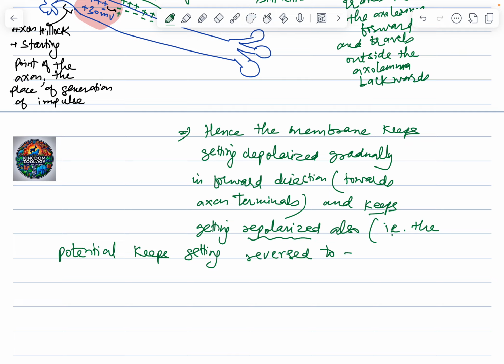Reversed to what? Minus 70 millivolt. It keeps getting repolarized also. That means the potential keeps getting reversed to minus 70 millivolt in the backward direction. In the backward direction means towards the soma side.